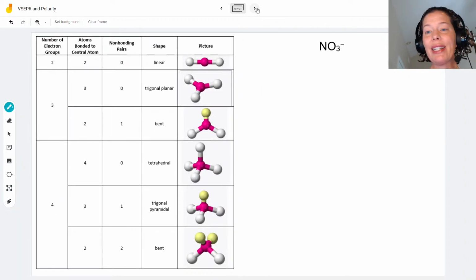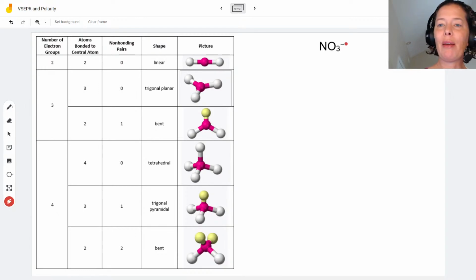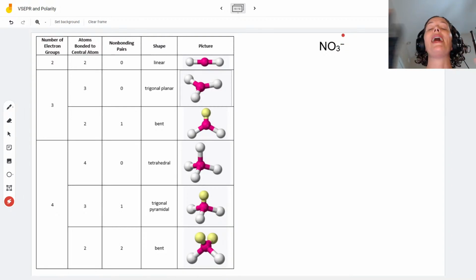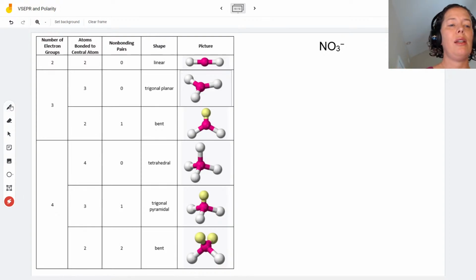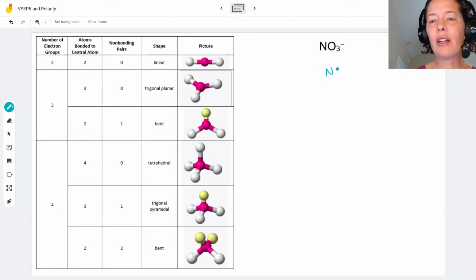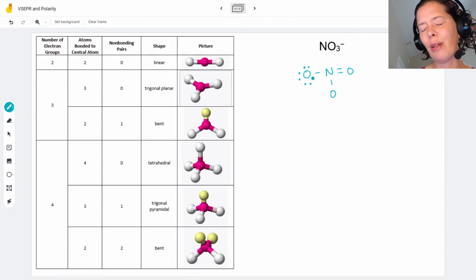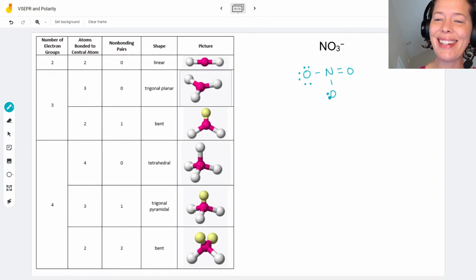All right, so we've got nitrate, again, another polyatomic ion. So don't forget, sorry, I circled that 3 too. Since it has a -1 charge, it's going to have 1 extra electron, or again, you can think that it has gained an electron. So the Lewis structure here is nitrogen is the central, and it has 3 oxygens and one double bond.